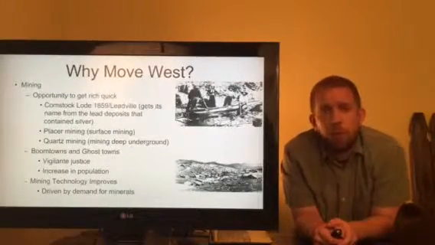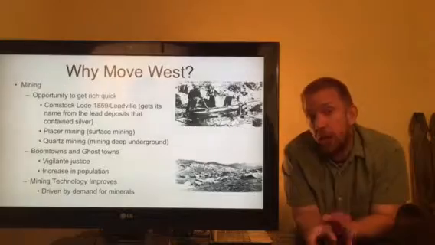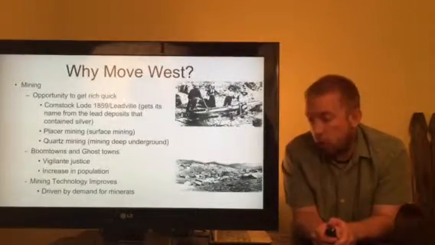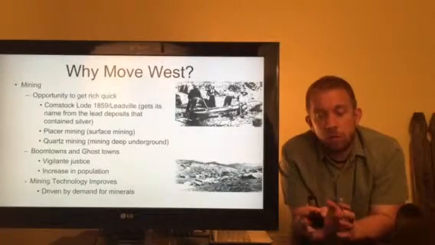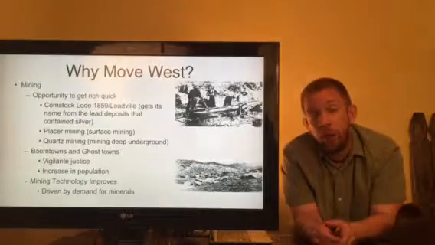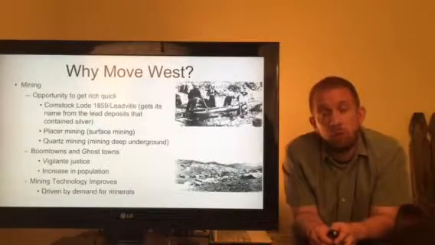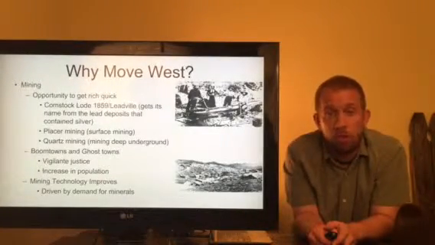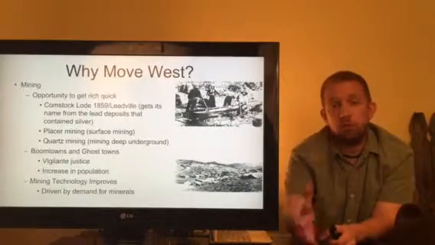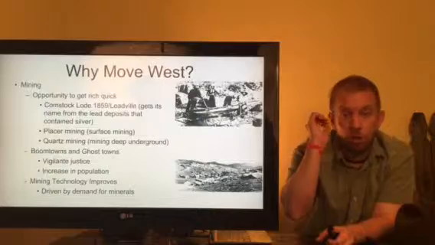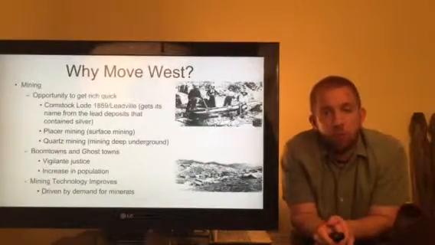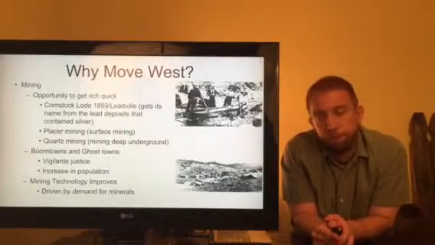The boomtown would bring a temporary increase in population, but then again, after the mine and the riches were gone, that population would leave. Okay. As people are moving to the west and as we have a higher demand for minerals, we get improved mining products. So that's one thing that occurs with all of this mining operations is we get better tools, better shovels, better drills, because often they were drilling into the side of the earth. So one thing you will see is the demand for minerals increases the technology.